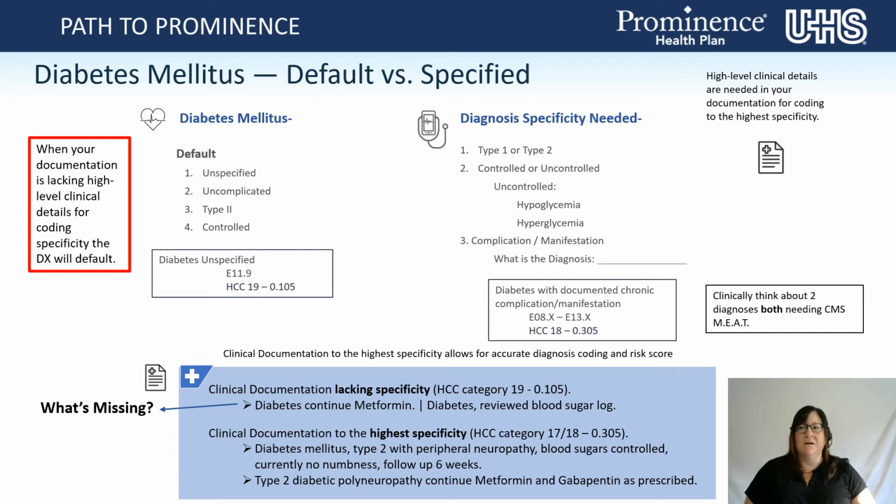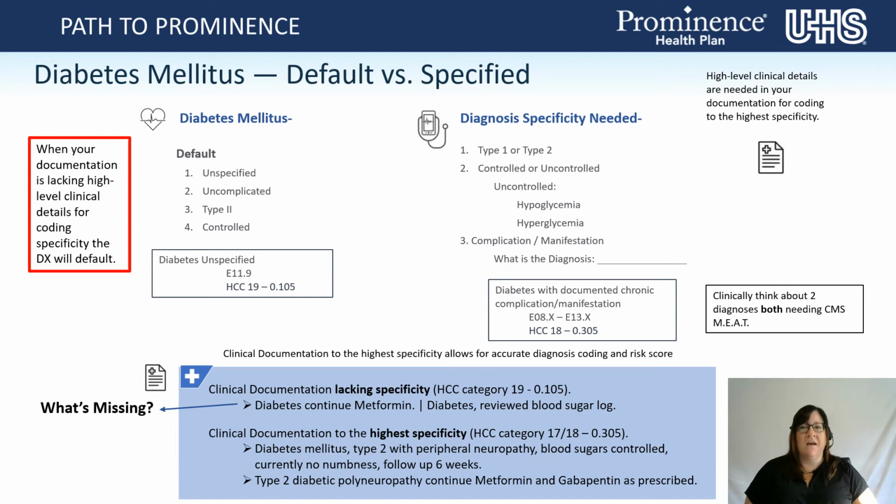So clinically think about two diagnoses both needing to meet the CMS MEAT criteria, the diabetes and the complication. Clinical documentation at the highest specificity allows for accurate diagnosis coding and risk score assignment. So looking at this example here, what's missing? Clinical documentation lacking specificity, again, is going to default to HCC category 19: diabetes continue metformin, or diabetes reviewed blood sugar log. In both of those cases, the default code is E11.9, which is saying that it's diabetes type 2, unspecified, uncomplicated, and controlled.